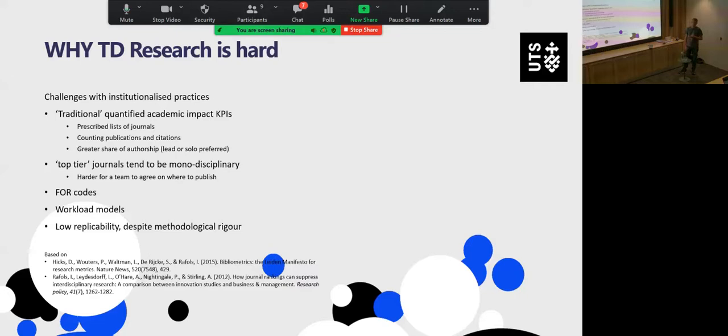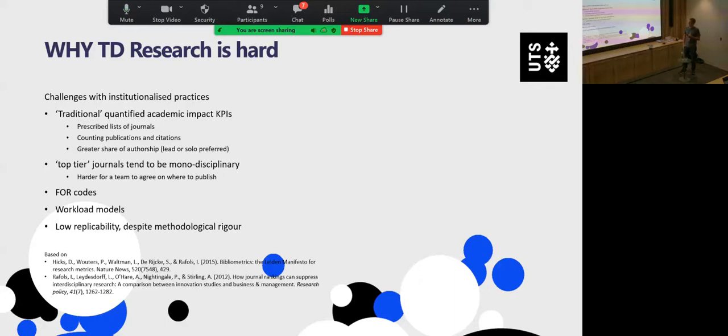So that's just, TD is hard because of the nature of the complex problems that you're addressing, but then it's also institutionally difficult. There are structural issues that can make it challenging for TD research to happen. Such as traditional KPIs that prescribe the list of journals that you should be publishing in, that quantify the number of publications and citations you're collecting. So the journals you're publishing in may not necessarily land the same citations that your supervisors or deans may be looking for.